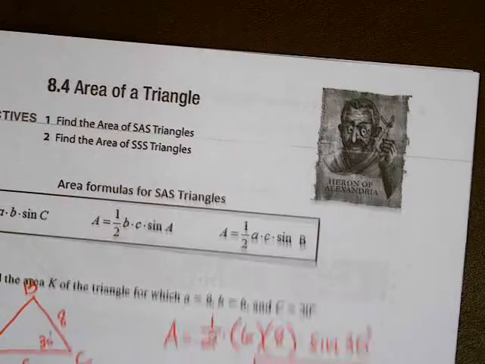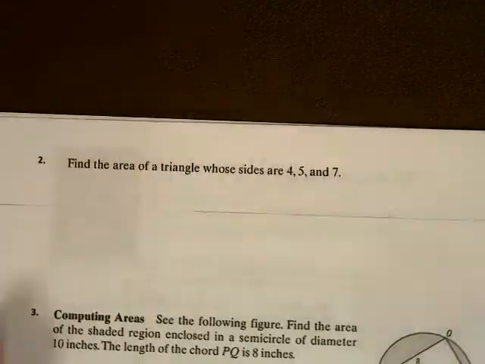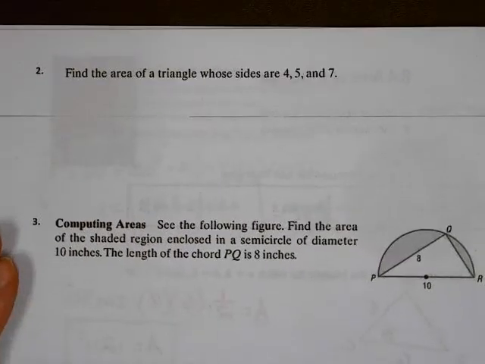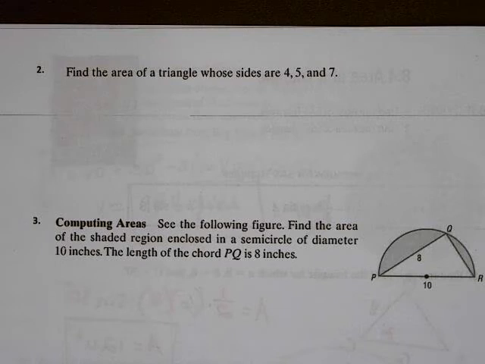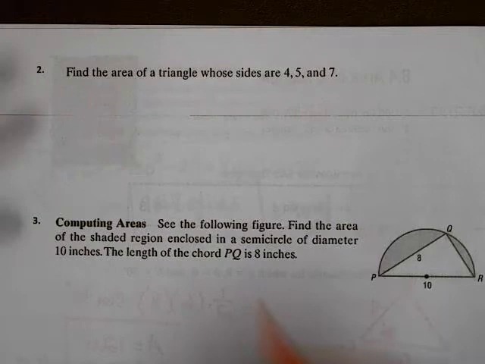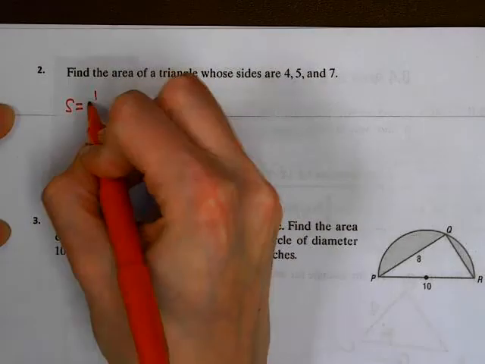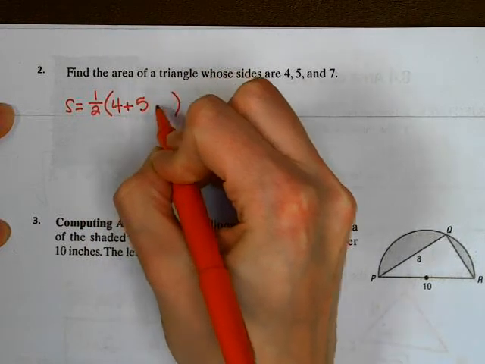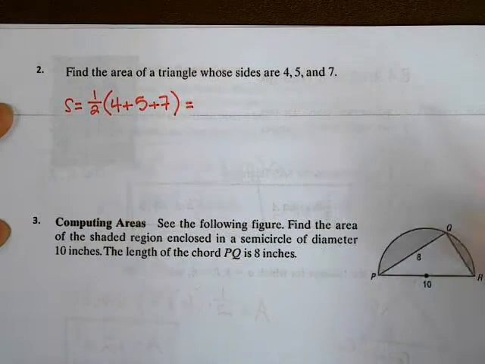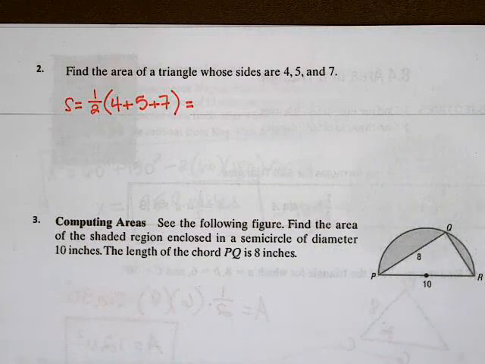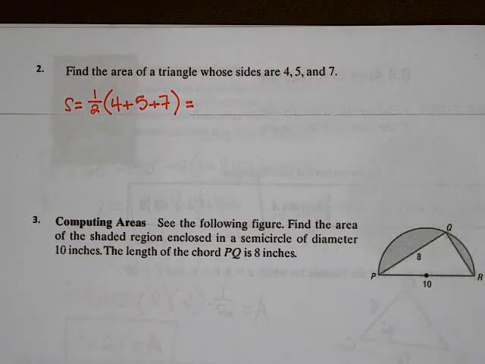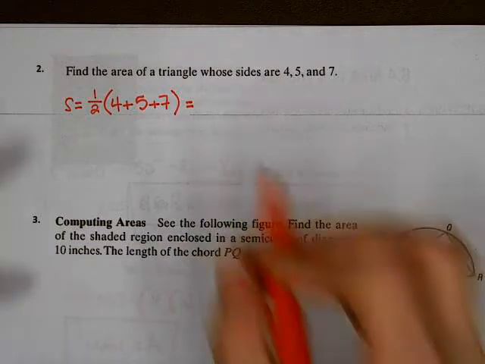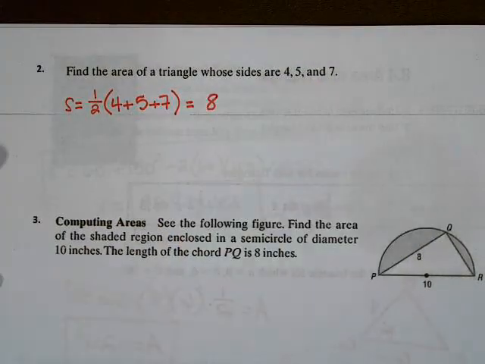Hopefully there's one of those to practice. All right, number 2. Find the area of a triangle with the given sides 4, 5, and 7. Let's start by finding that semi-perimeter. It's 1/2 times the sum of the three sides. That ends up being 8, right? 16 divided by 2 is 8. So the semi-perimeter is 8.